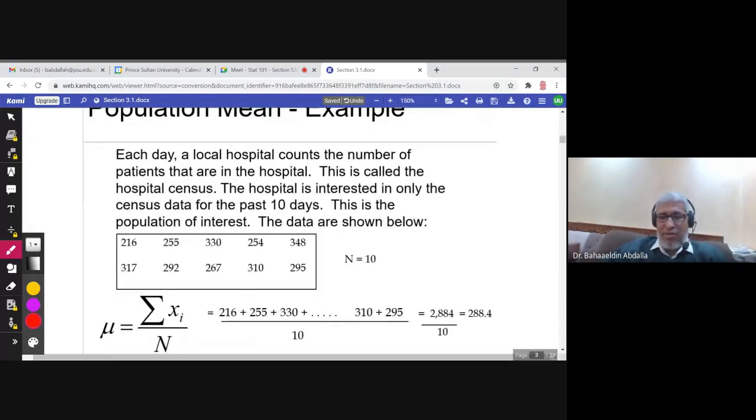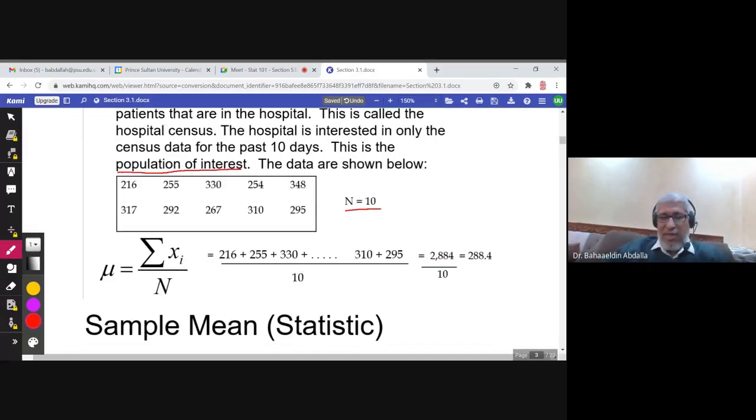And this is an example. This is a population of interest. The hospital is interested in only the census data for the past 10 days. This is the population of interest. So to find out whether the numbers in the question represent a population or a sample, you should find that in the question. So here in the question he said this is the population of interest. So these numbers represent the population, and the population here has size 10.